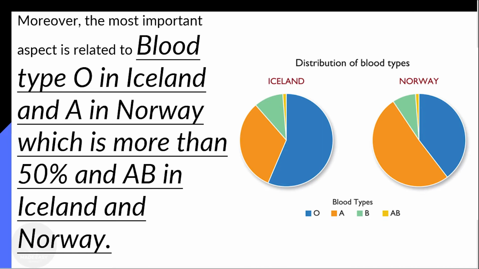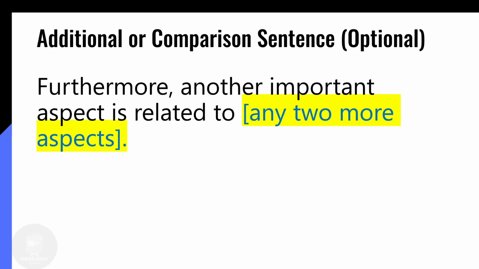Moreover, the most important aspect is related to blood type O in Iceland and A in Norway, which is more than 50%, and AB in Iceland and Norway. Okay, now that we have given the most important information, this sentence that we have, which is a comparison or additional sentence, is totally optional. You can use it or you cannot use it. I do not use it, but still, let's learn it. Let's have some additional information at our hand.